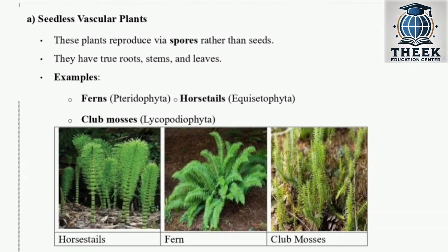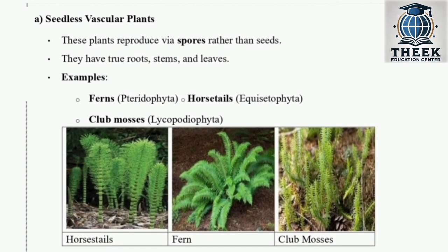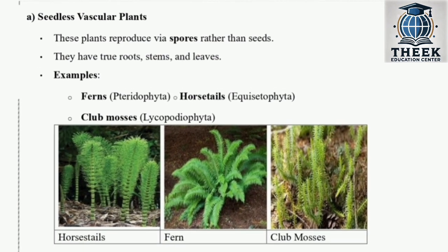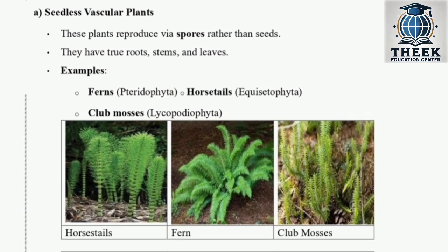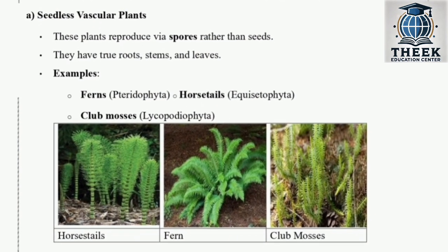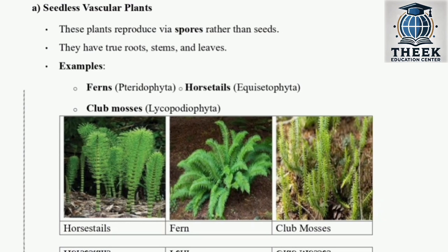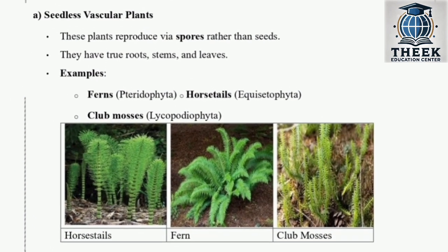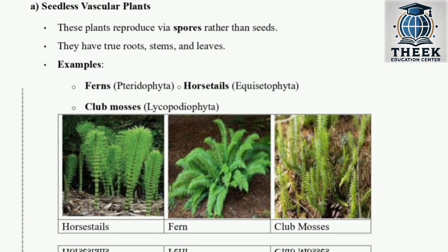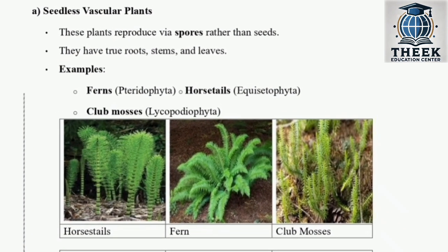Now, seedless vascular plants reproduce via spores rather than seeds. So they reproduce by means of spores. Reproduction is by sporulation, and that's why there is no seed formed. They have true roots, stems, and leaves.